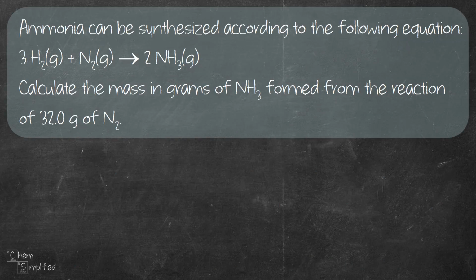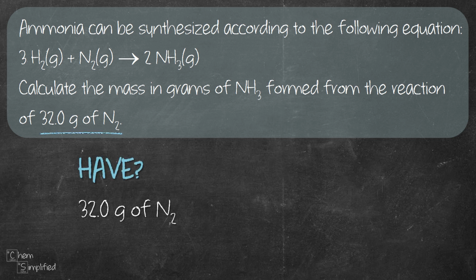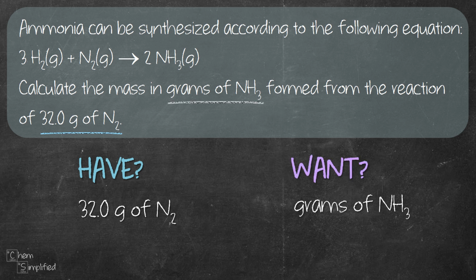So here's our question. Let's give it a read. We're given an equation and asked to find the mass of ammonia, NH3, that is formed from 32.0 grams of N2. So the first thing we need to do is find out what we have, and that's 32.0 grams of nitrogen, which is N2. And what does the question want? It's grams of ammonia, grams of NH3.